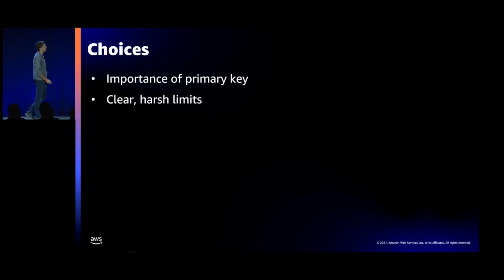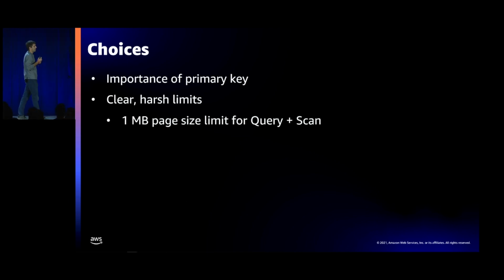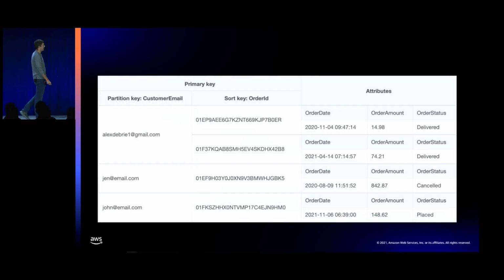So let's look at two of these limits. The first one is the page size limit for the query and scan operation. Query and scan are two API actions that allow you to retrieve multiple items in a single request. Query is the one we talked about earlier, where you give it a partition key and it can retrieve a whole block of items from an item collection. There's a 1 megabyte page size limit for query and scan.